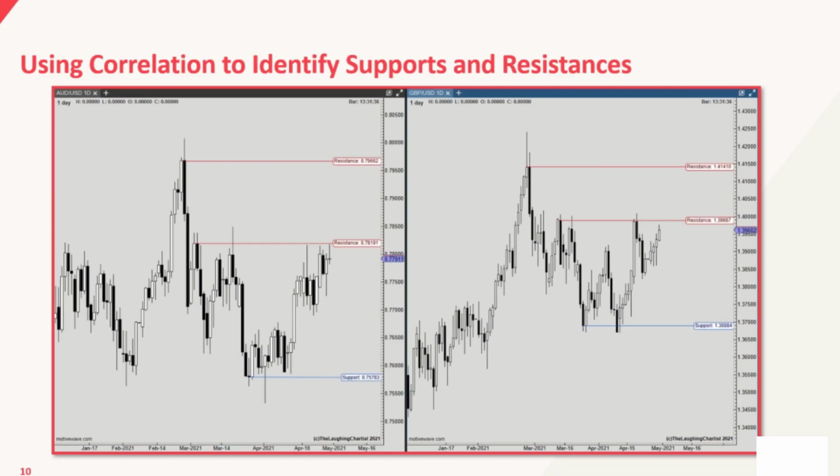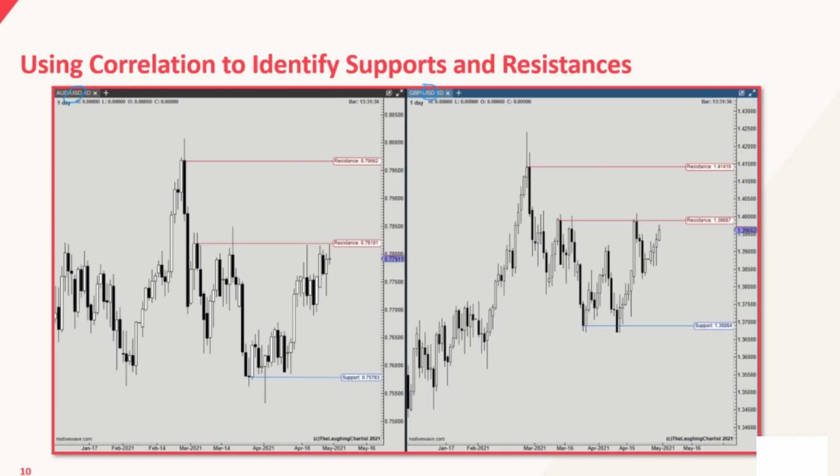Okay, so yes, you guys got it. For those of you who are saying positively correlated, yes, you're correct. They are positively correlated, but they are correlated because of the dollar factor. Both of them are based on the US dollar. So the US dollar makes them correlate.